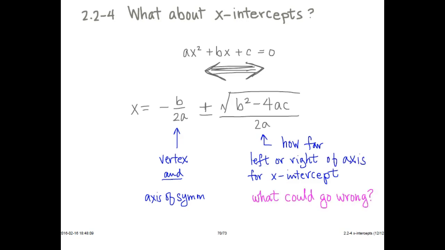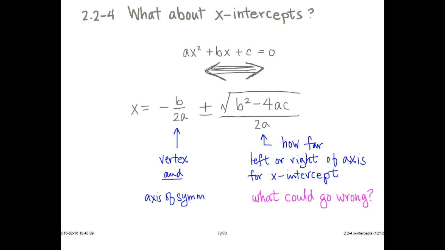So what could go wrong with that? Well, let's see. What if a were equal to 0? But a is not equal to 0. We are not going to hear the denominator alarm, because we said up front on the very first slide that a is not allowed to be equal to 0. Otherwise, it would be a linear equation, and we wouldn't be here at all.